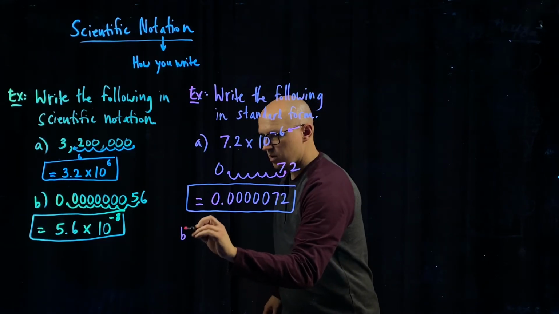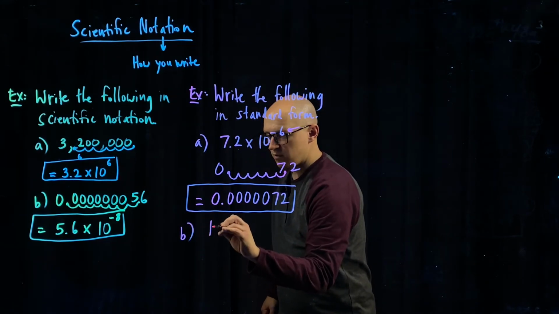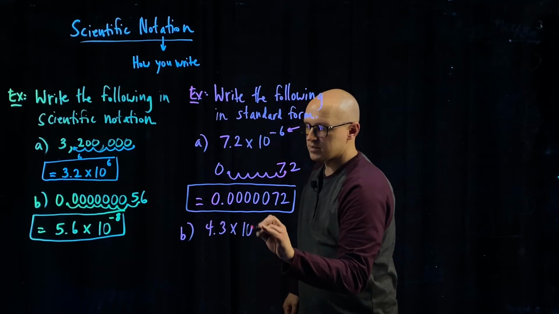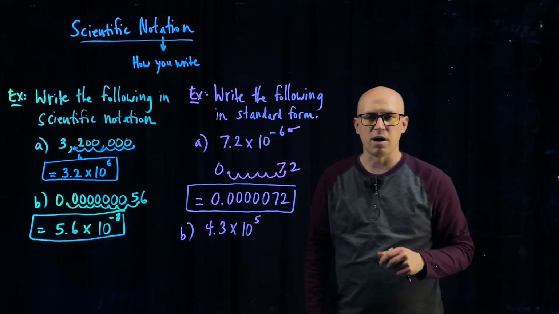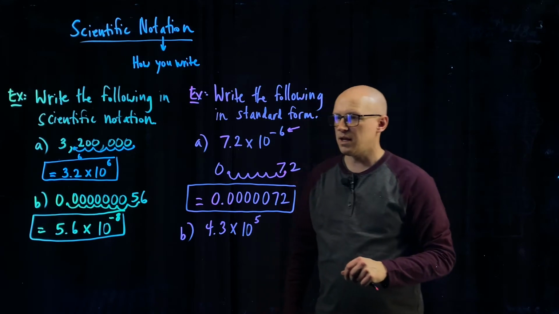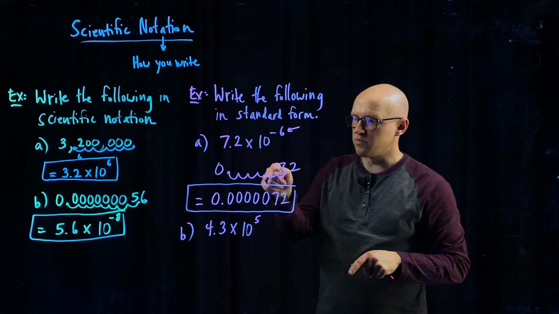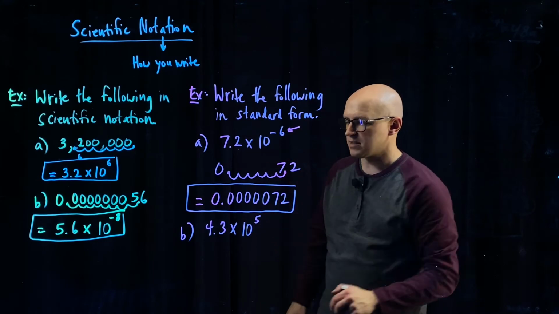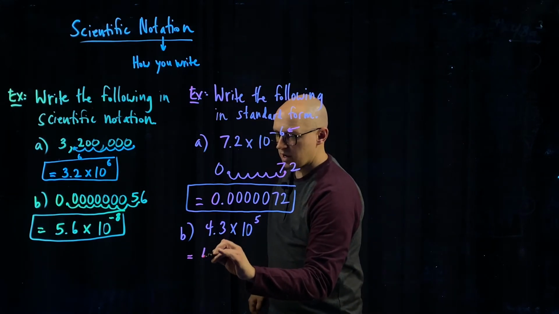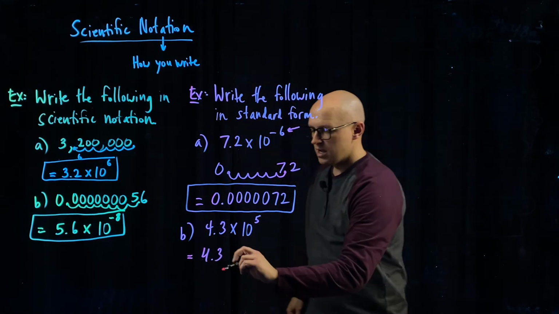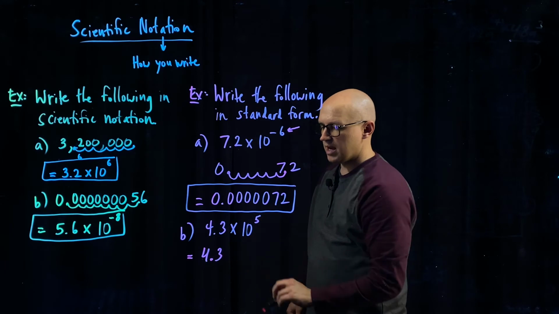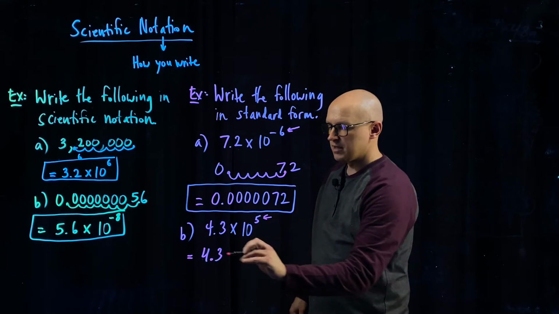Let's do another one here. Let's say we're going to write the number 4.3 times 10 to the 5th power. And likewise with this, when it was negative, I need to move that decimal to the left. When it's positive, I'm going to move it to the right. So I'm going to start with 4.3. I'll put my pencil on the decimal, and I need to move that decimal 5 times to the right.